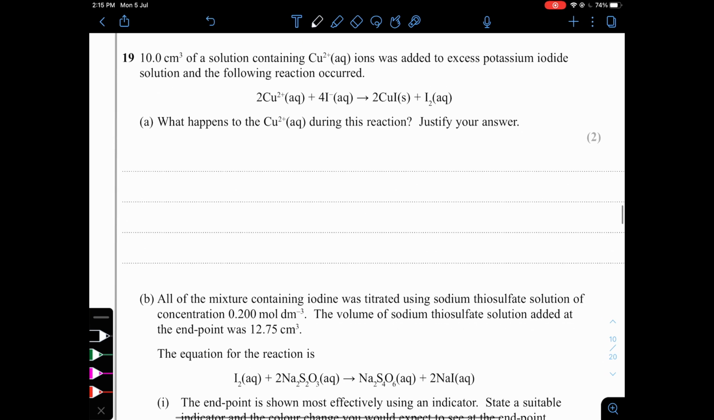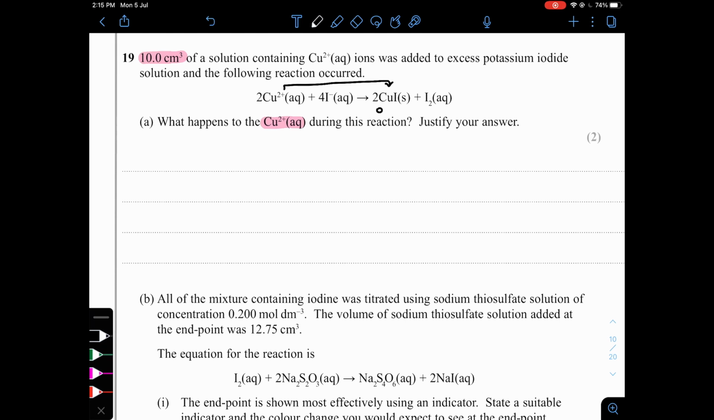All right. Question number 19. So we have 10 centimeter cubed of solution containing Cu2+ ions was added to excess potassium iodide solution, and the following reaction occurred. What happens to the Cu2+ in this reaction? You can see here that it goes from Cu2+ to oxidation state of 0. So you can say, the easiest thing is to say that.